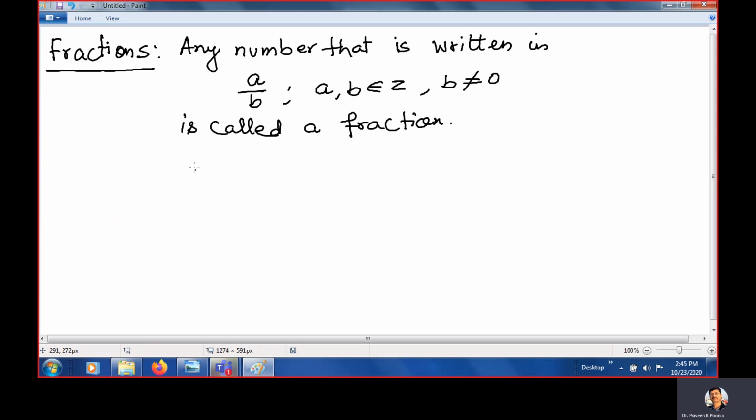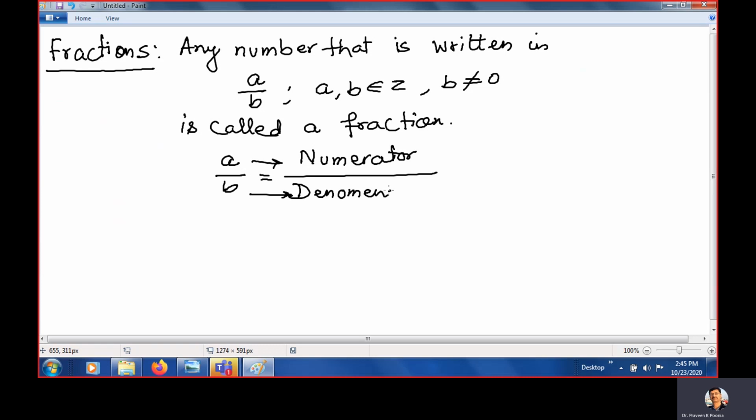Here you need to remember that in A upon B, A is called the numerator, and B is called the denominator. So the number up is named the numerator, and sometimes we write it NR and sometimes we write it DR, numerator and denominator. Clear?